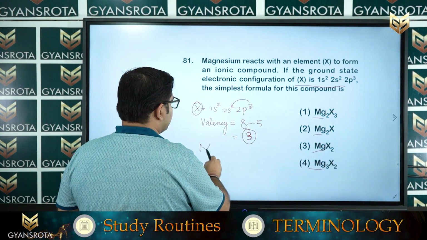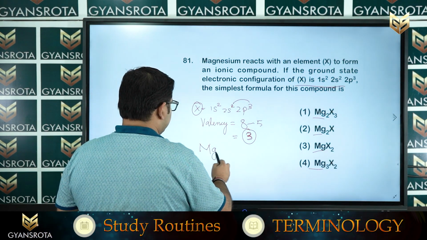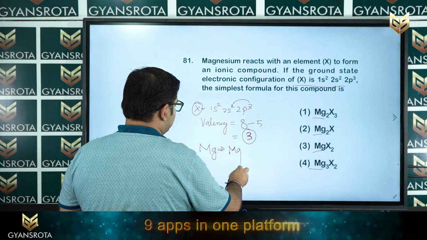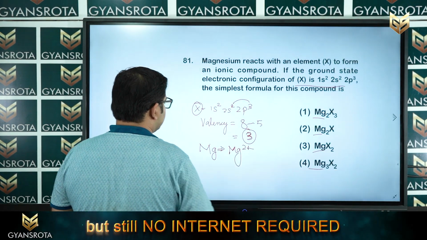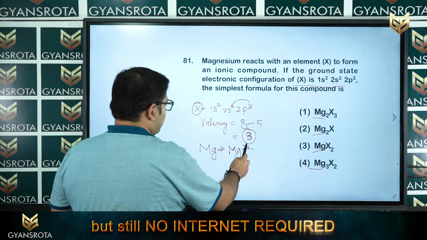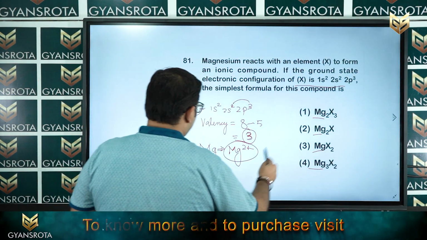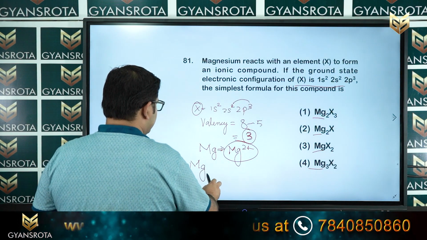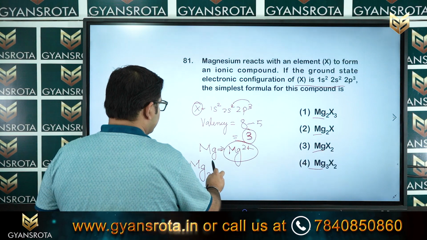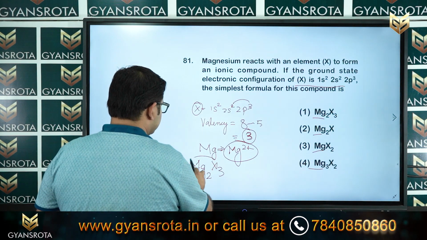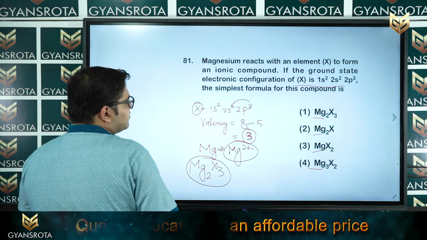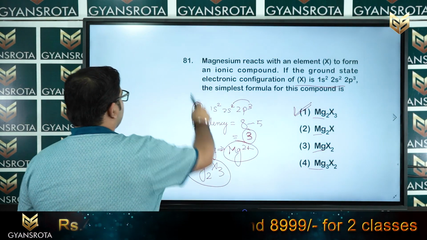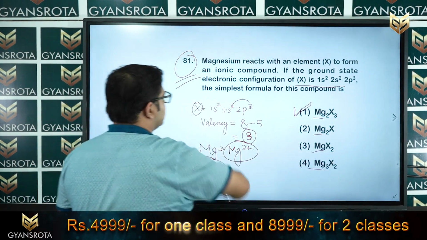So, if you see magnesium, basically it is present as, if it is Lewisian, it becomes 2 plus. So, what is the formula we are obtaining here? Our formula is Mg2X3. So, what is the answer? Answer number 1 is the correct option of question number 81.